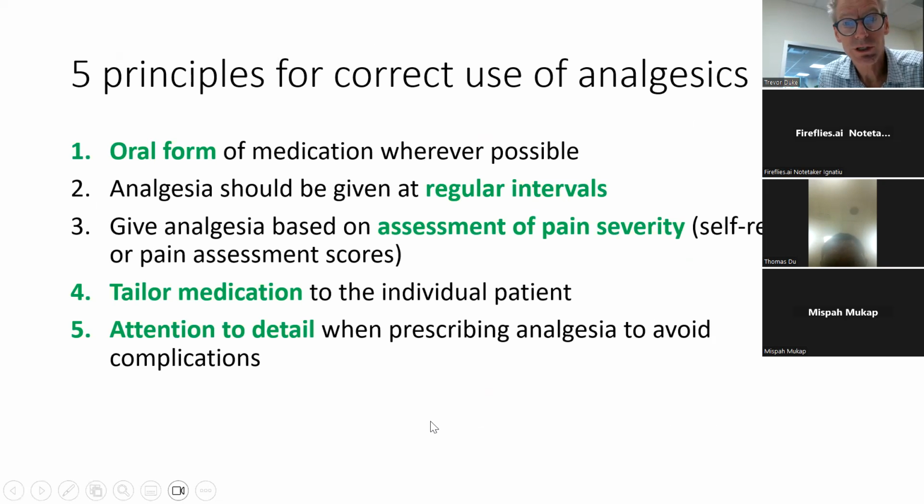There are several principles for the correct use of all analgesics, and the first one is that usually the oral form of medication is better whenever possible. And that goes for acute and chronic pain. It's much better to be using oral medications that are properly titratable, rather than risk complications from intravenous analgesia. Analgesia generally, for all but acute pain that's going to be very transient, should be given at regular intervals.